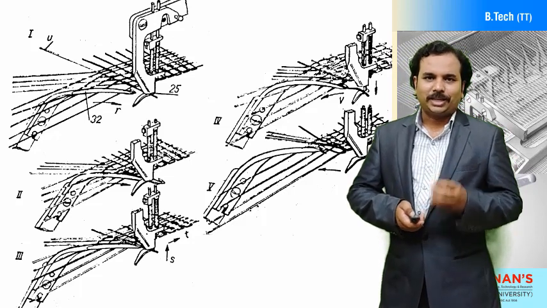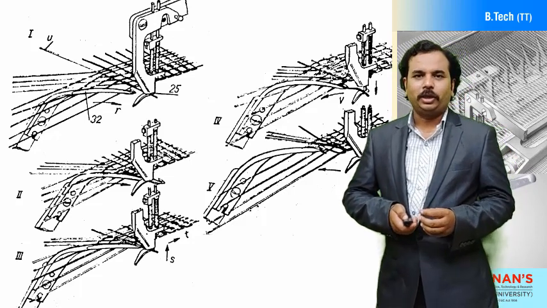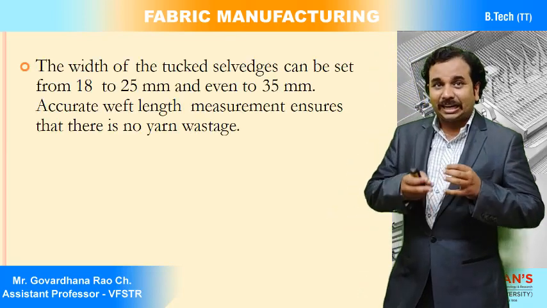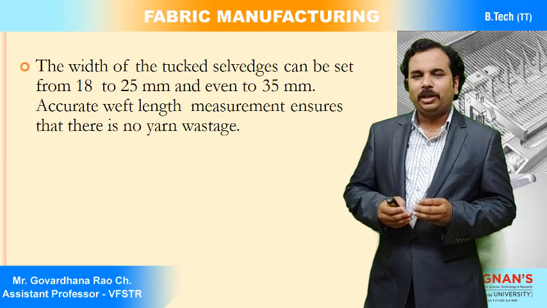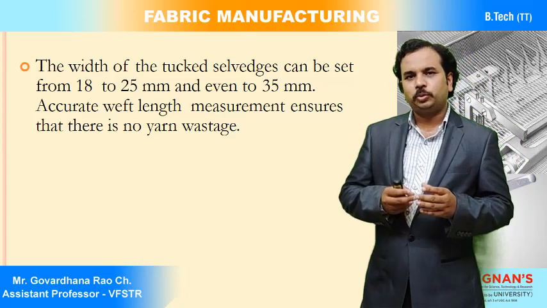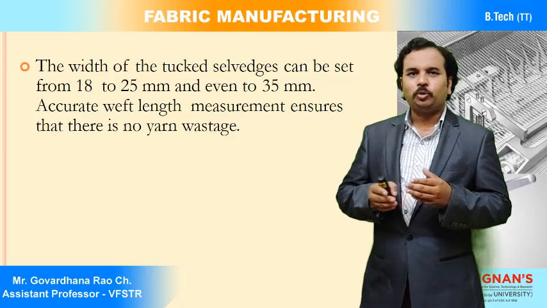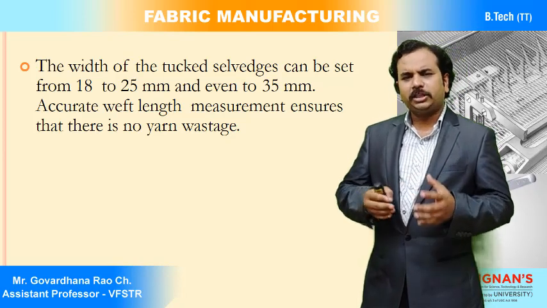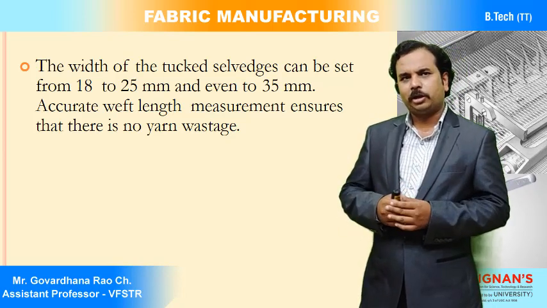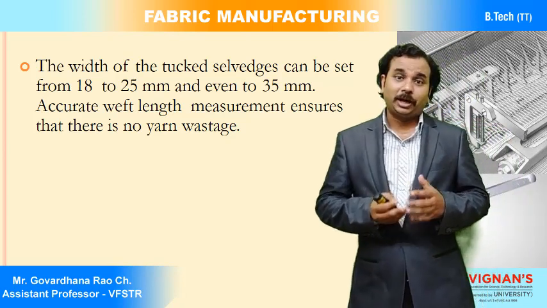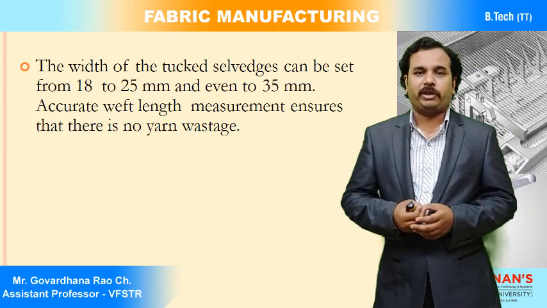Okay. Now, approximately the width of the tucked selvage can be from 18 mm to 25 mm, that is 1.8 centimeter to 2.5 centimeter, even 30 to 35 mm also. That depends upon the type of fabric and the application, the end use of the fabric.